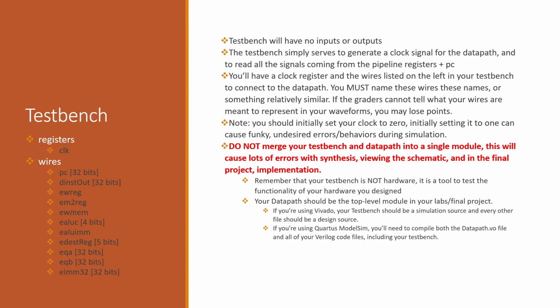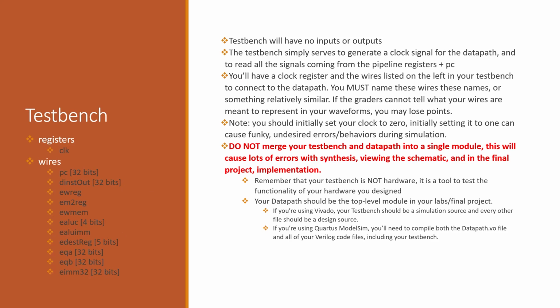The final module for our Lab 3 will be our test bench. The test bench will have no inputs or outputs. The test bench simply serves to generate a clock signal for the data path and to read all of the signals coming in from the pipeline registers and the program counter. You'll have a clock register and the wires listed on the left here in your test bench to connect to the data path. You must name the wires these names or something at least relatively similar.